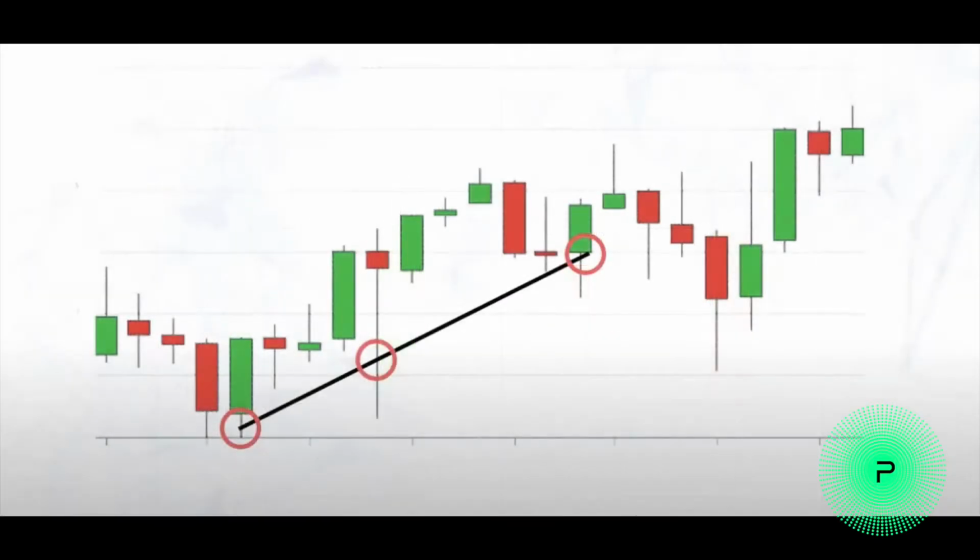Another way to understand crypto assets is trend lines, as they help to confirm and identify different trends in the market. A trend line is an upward or downward straight line that intersects at 2 points.